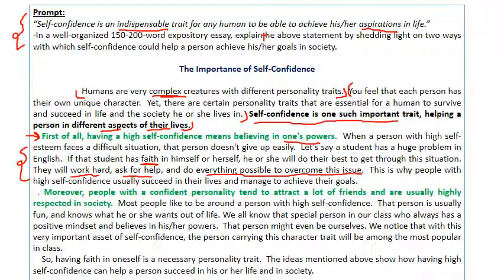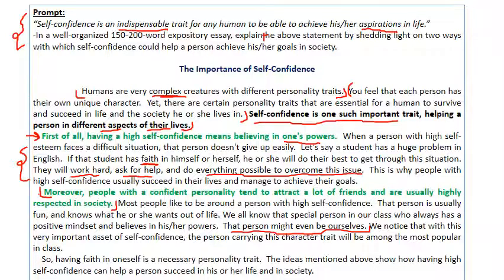Moreover, people with a confident personality tend to attract a lot of friends and are usually highly respected in society. Another way. Self-confidence is important. Most people like to be around a person with high self-confidence. That person is usually fun and knows what he or she wants out of life. We all know that special person in our class who always has a positive mindset and believes in his or her powers. That person can even be ourselves. You might be that popular person who believes in themselves.